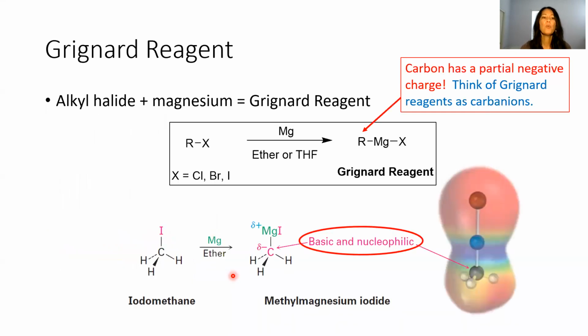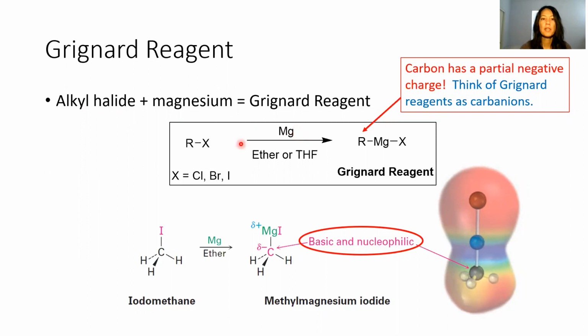So what is a Grignard reagent? This is actually something really powerful that is going to create a carbanion, basically a carbon with a negative charge that can go on and do some other reactivity. The way that you make it is you take an alkyl halide and you react it with a neutral magnesium. So this is a redox reaction that occurs.